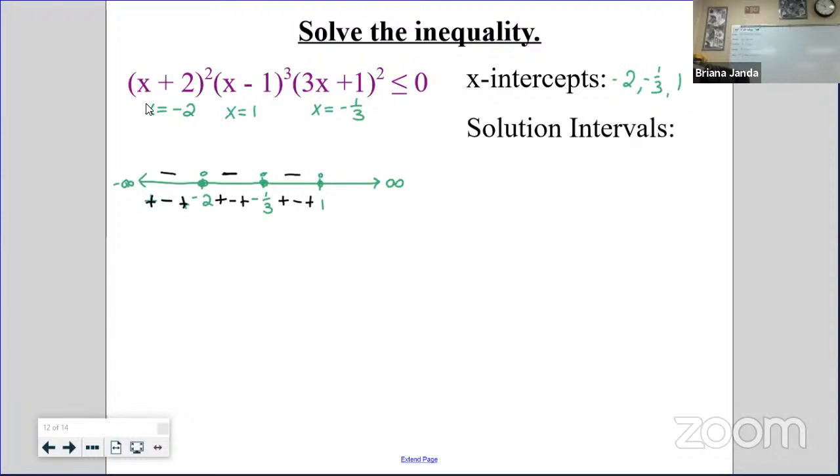Something bigger than 1 is like 10. 10 plus 2 is positive, squared is positive. 10 minus 1 is, this is finally, 10 minus 1 is positive. Cubed is positive, right? And then that's a positive number, squared is positive. We finally get a positive section.